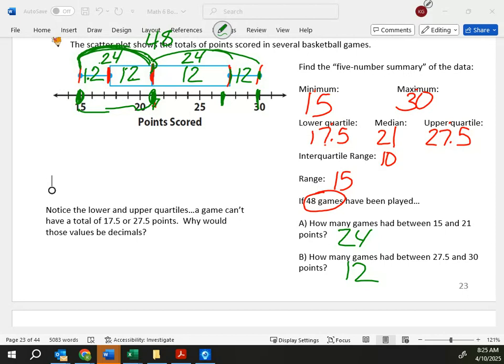Oh, and we are going to do our work time when we come back from specialists. Okay, so I explained the front page. We're gonna work on that back page when we come back from specialists.